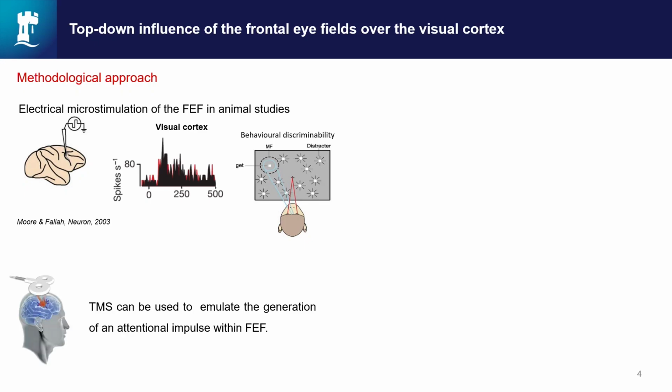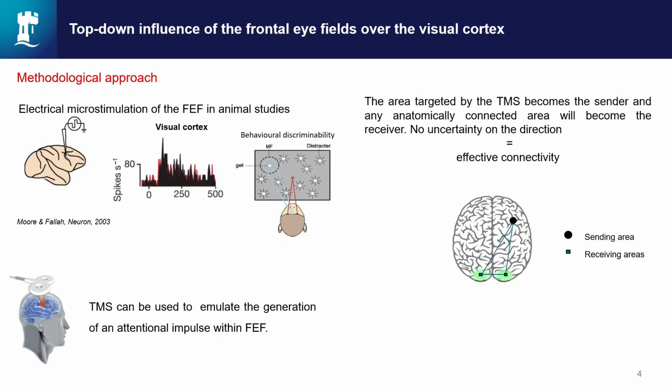So the idea here is let's use TMS to activate the frontal fields in the same way as in Moore's paper. And the idea is that by activating the frontal fields, we're actually forcing that area to generate an attentional impulse or a top-down signal.